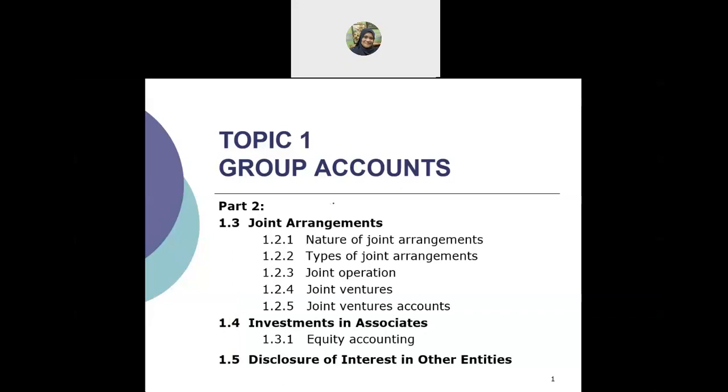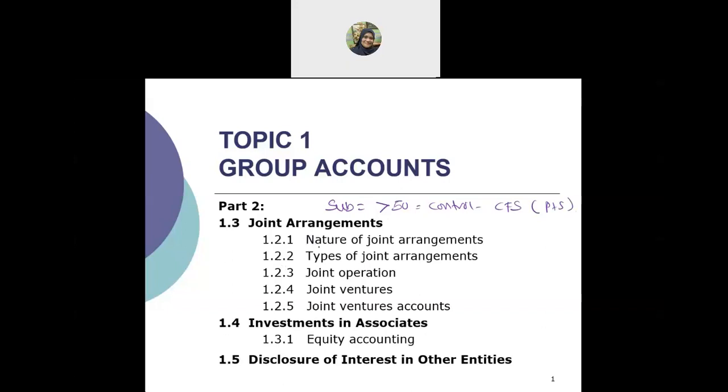Okay, for part 1, we have subsidiaries. Subsidiaries here means that when you have shares more than 50%, then you are going to have control. So having control here means that you need to prepare a consolidated financial statement, which is combined parent and subsidiary items. Okay, and then the next one we're going to look at the joint arrangement. Another type of investment here is a joint arrangement.